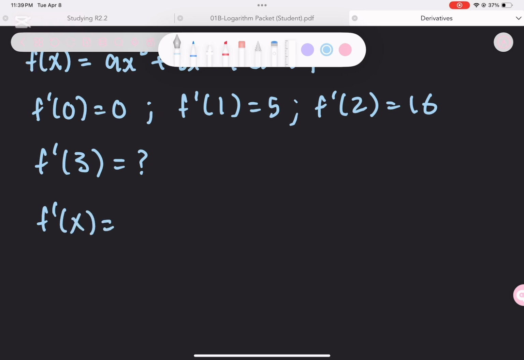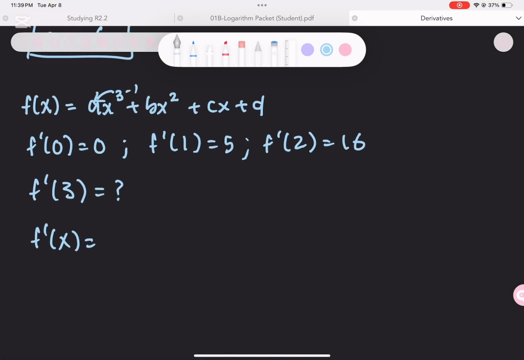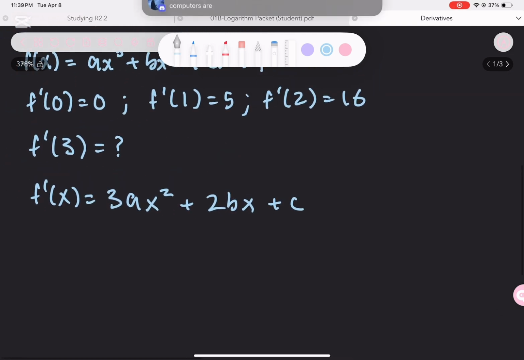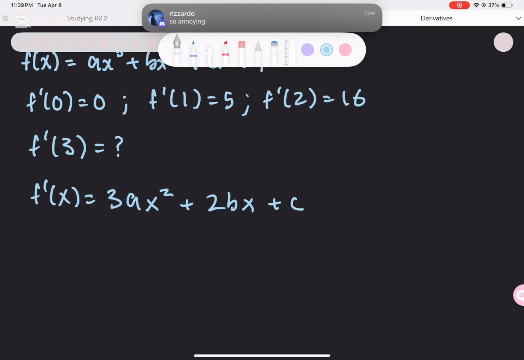It becomes f prime of x is equal to, you multiply that 3 down and then remove 1, so it becomes 3ax squared plus 2bx plus c. And now the d doesn't exist anymore, because it became a 0. And now we have to make use of the information that we have.